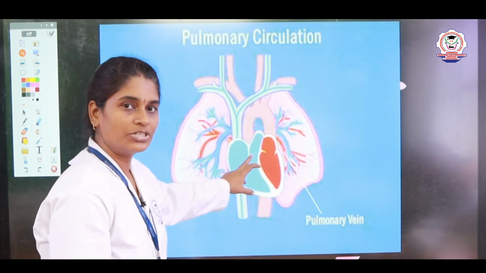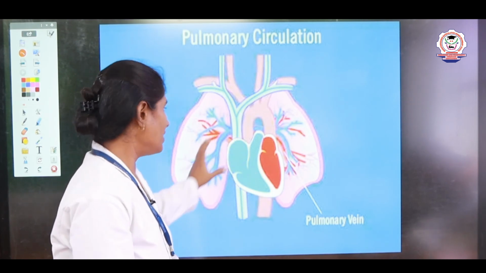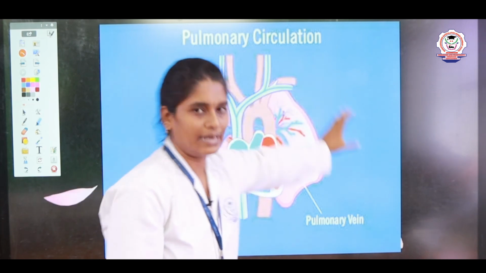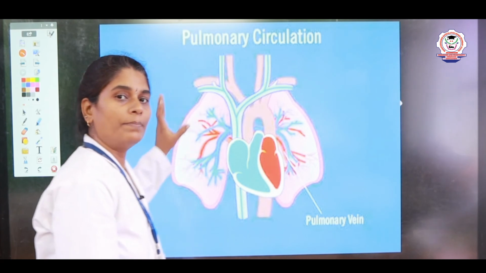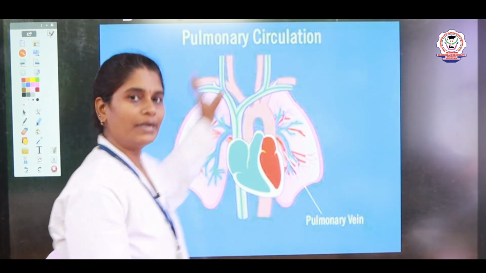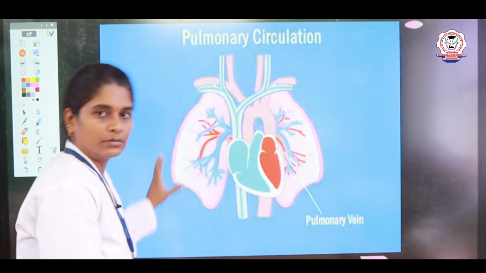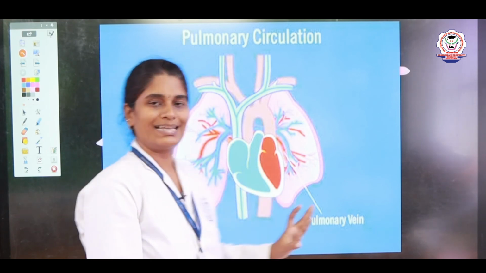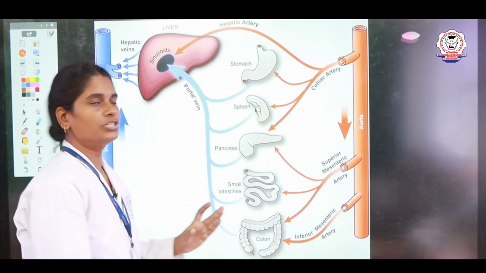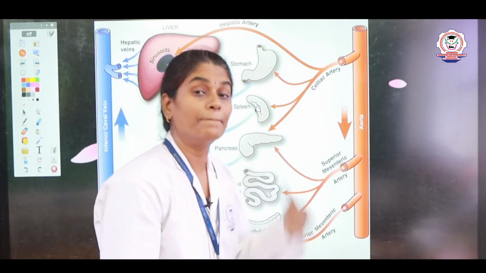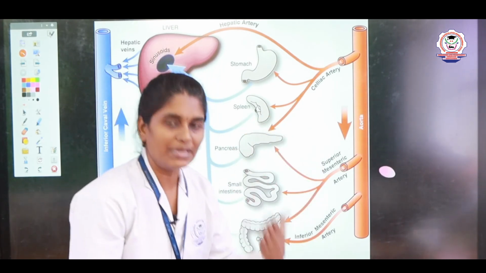Pulmonary circulation is nothing but the circulation of blood between the heart and the lungs. So the pulmonary artery is taking the deoxygenated blood to the lungs and the pulmonary vein is taking the oxygenated blood into the heart. So this circulation we call it as pulmonary circulation. And what is systemic circulation? Systemic circulation is nothing but the circulation of blood between the heart and the body parts. So those are called systemic circulation.